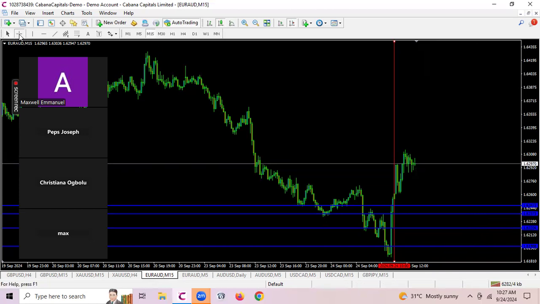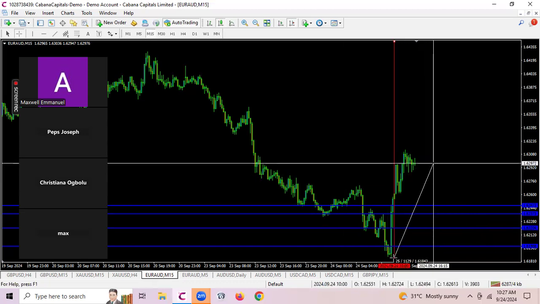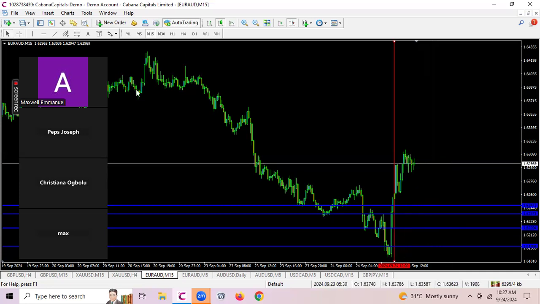is at a very high risk, because if you are buying from this point, your stop loss will be this point. This is 112 pips. For me, this is too high. The risk is too high. So I would patiently wait for price to pull back.